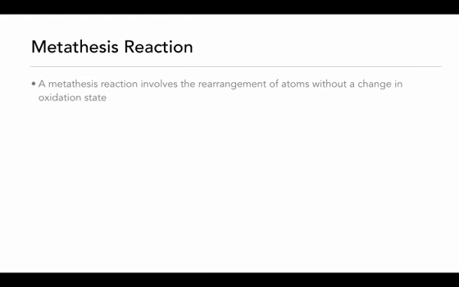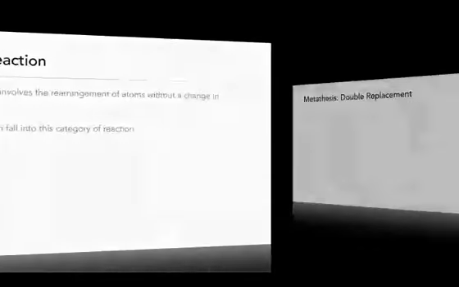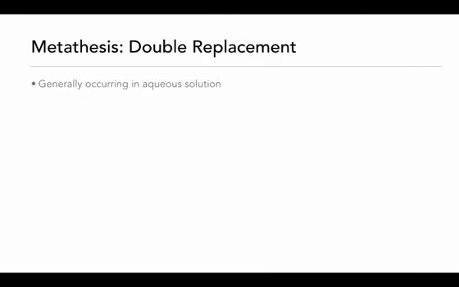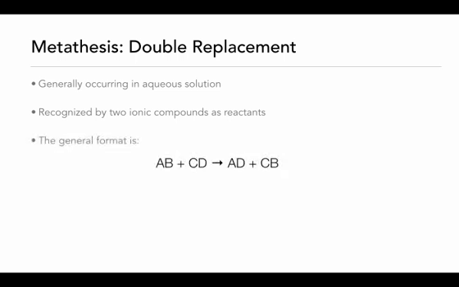As stated, a metathesis reaction is going to involve rearrangement of the atoms without changing the oxidation state of those atoms. There are many different types of reactions that fall into this category, but we're going to focus mainly on reactions that occur in aqueous solution between two ionic compounds. The general format is simply going to be our ionic compound AB reacting with ionic compound CD, and as you can see, our A and C will have traded places. Our cations are A and C, our anions are B and D.